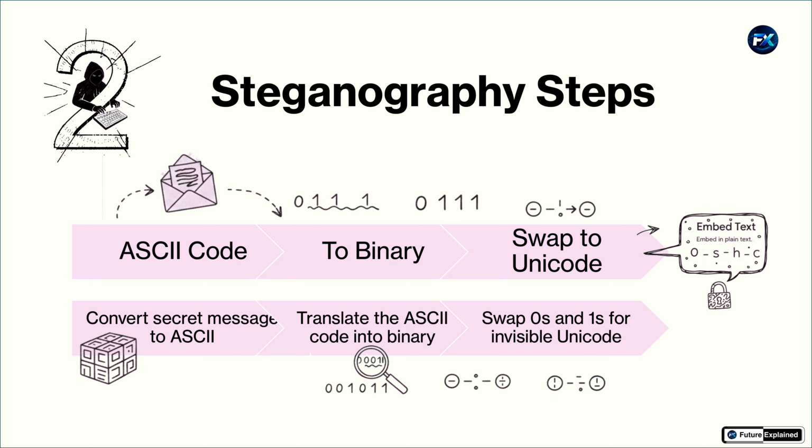First, an attacker takes a secret message and converts it into standard ASCII code. Next, they translate that code into an 8-bit binary string of zeros and ones. But here is the crazy part. Instead of actually typing out 0 and 1, they swap the zeros for one type of invisible character, like a zero-width non-joiner, and they swap the ones for another type, like an invisible separator. Finally, they embed this totally invisible binary sequence right between the letters of a normal plain text message.